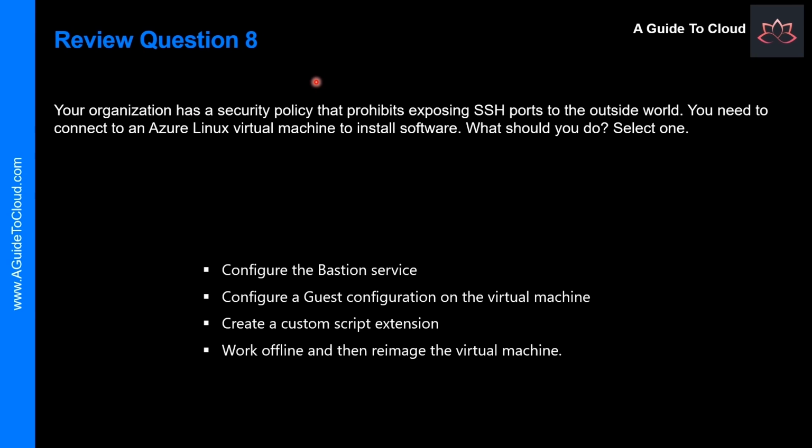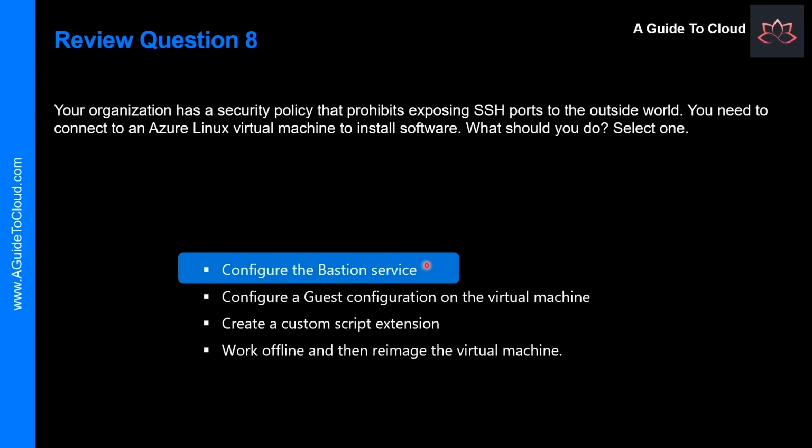Let's look at the last question of this module. Your organization has a security policy that prohibits exposing SSH ports to the outside world. You need to connect to the Azure Linux virtual machine to install software. What should you do? And select one. We learned about this when we talked about different ways of connecting to a virtual machine. If it is a Windows machine, you can connect via RDP and Bastion. For a Linux machine, you can connect via SSH and Bastion service as well. So the correct answer is Bastion service.